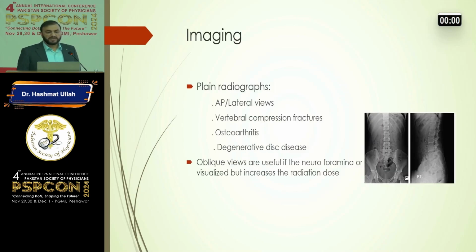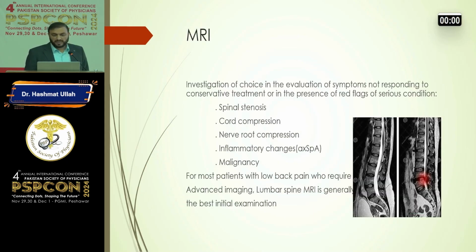For plain imaging, plain radiographs, the AP and lateral, you need to look for vertebral compression fracture. MRI shows spinal stenosis, cord compression, nerve root compression, inflammatory changes, and malignancy. For most patients with low back pain who require advanced imaging, the lumbar spine MRI is generally the best examination.